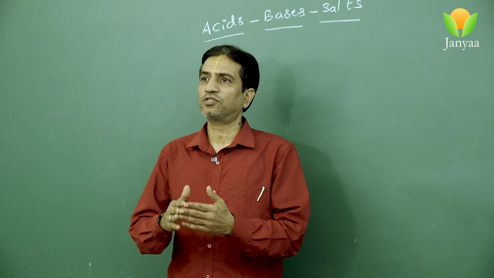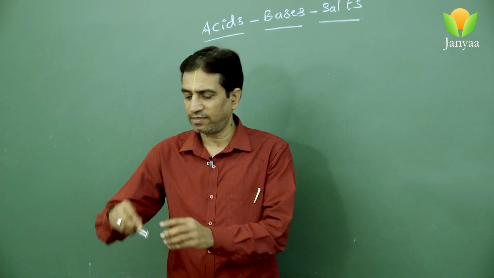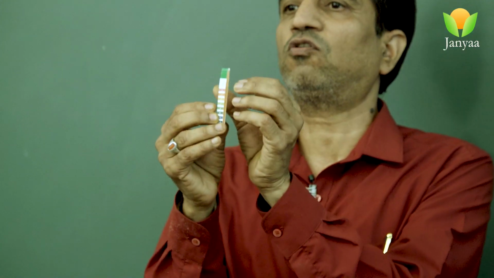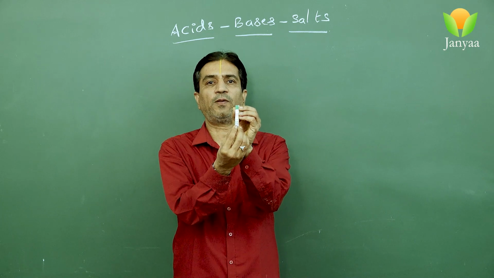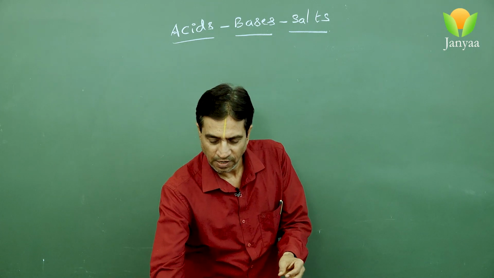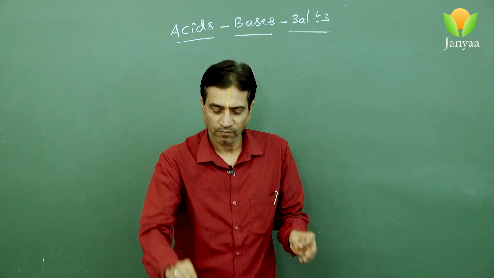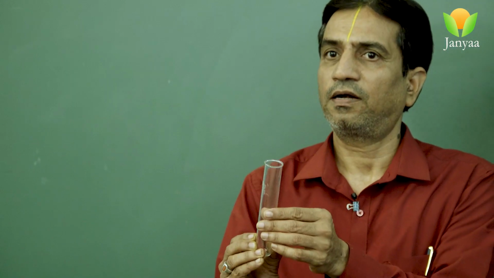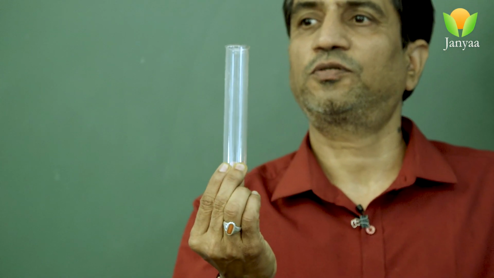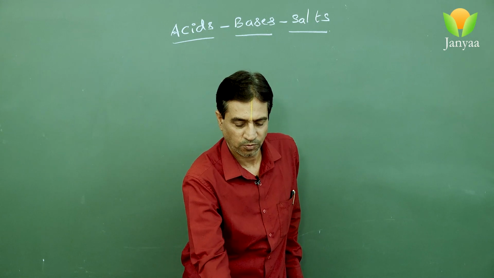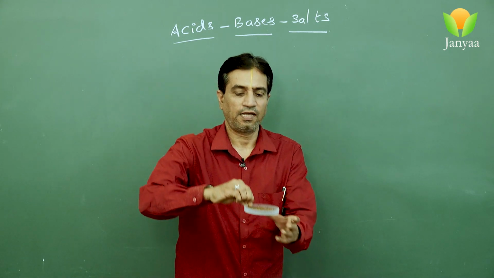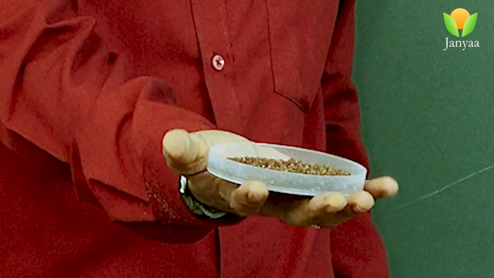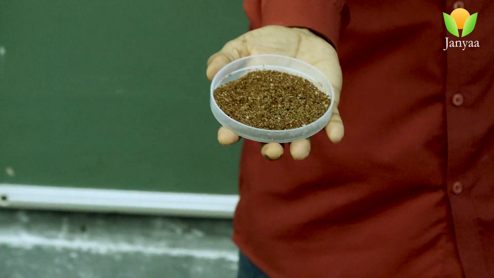For that, you see here, we mainly use a pH paper. pH papers are available from 1 to 14. And this is a rubber cork, and test tubes, you see, 2 test tubes we are using. Here it is a plastic petri dish, and soil, we collected the soil, you see.